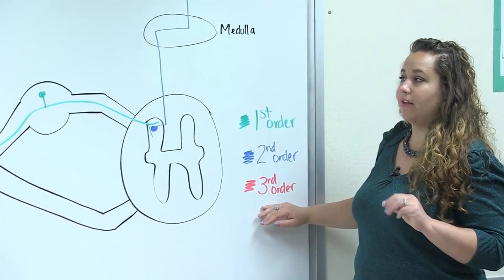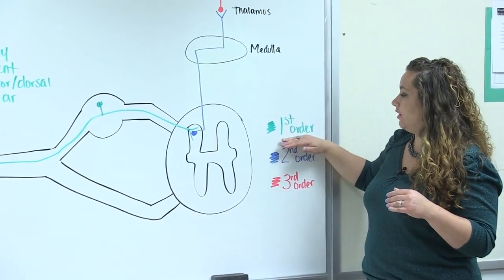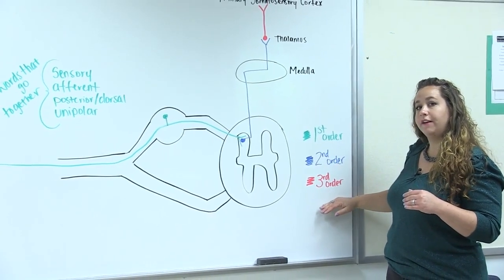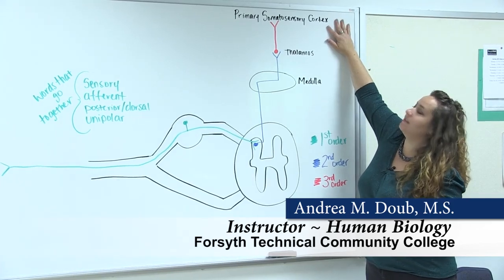So remember, regardless of the modality, once it's passed into that first order neuron, the first passes it to the second onto the third, and then eventually it's going to find its final resting place up in the primary somatosensory cortex.